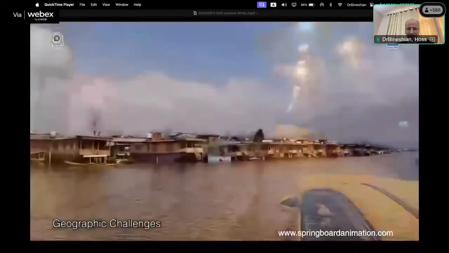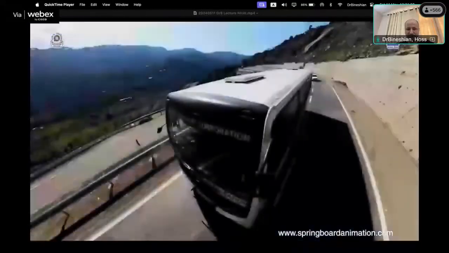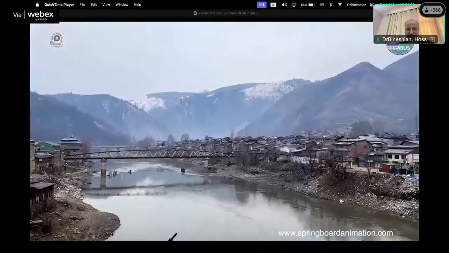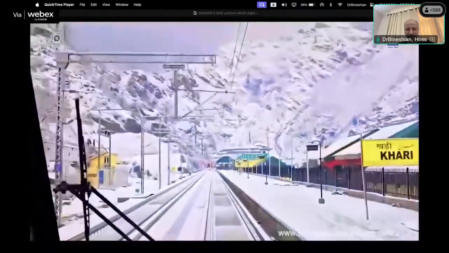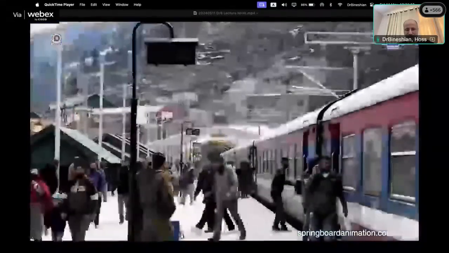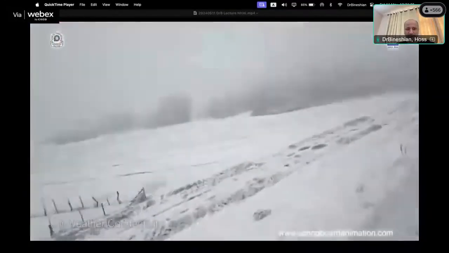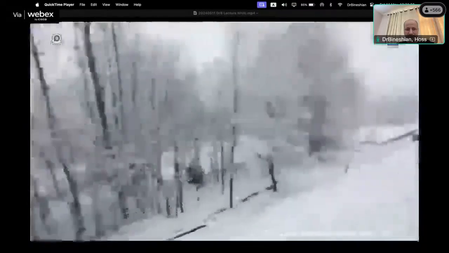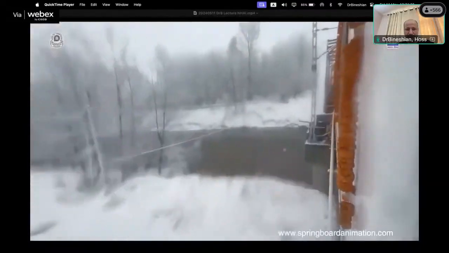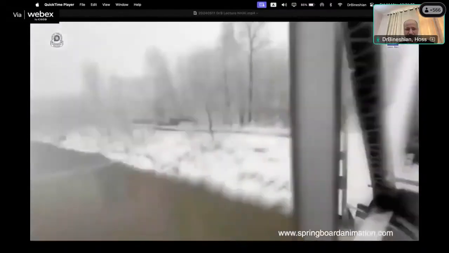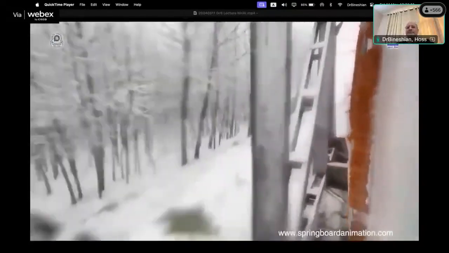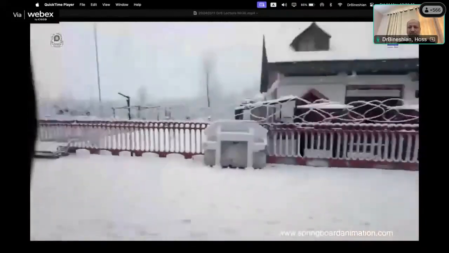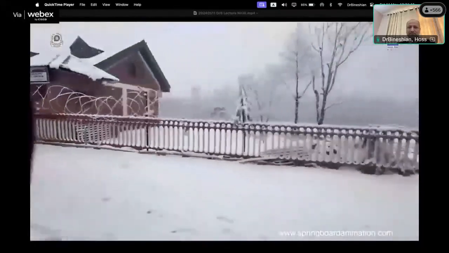Geographic challenges. Jammu and Kashmir's challenging topography, characterized by steep mountain ranges, deep valleys, and harsh weather conditions, posed significant engineering challenges. Building rail infrastructure in this region required innovative engineering solutions, including tunnels, bridges, and elevated tracks. All-weather connectivity. The USBRL project is designed to provide all-weather connectivity to the region, ensuring that even during harsh winters or adverse weather conditions, people and goods can travel to and from Jammu and Kashmir with ease. This is particularly crucial for the region's socio-economic development and defense preparedness.